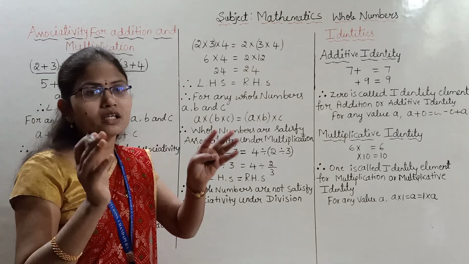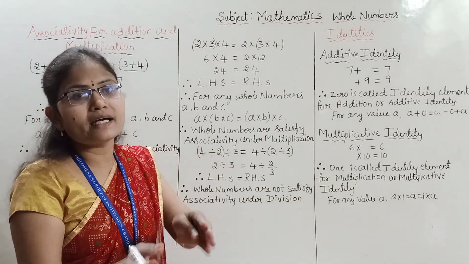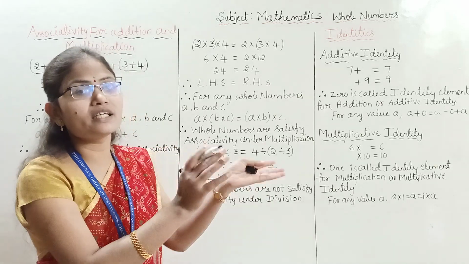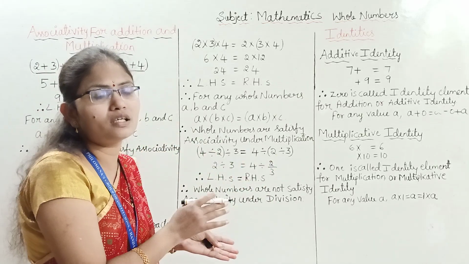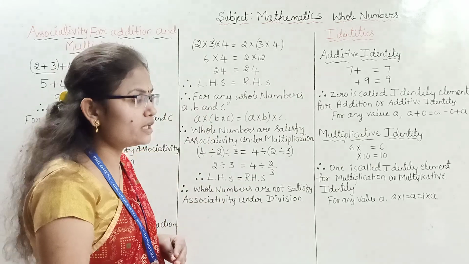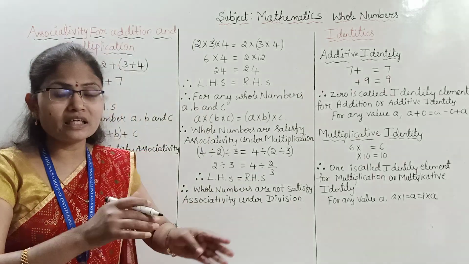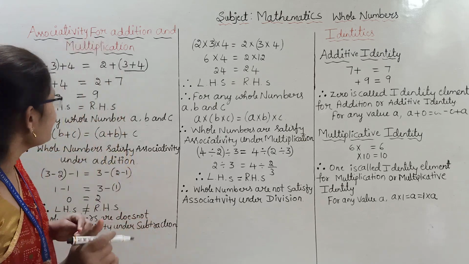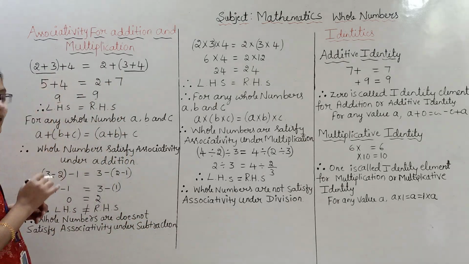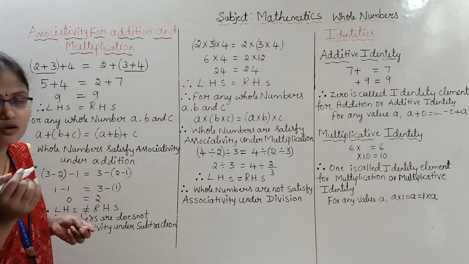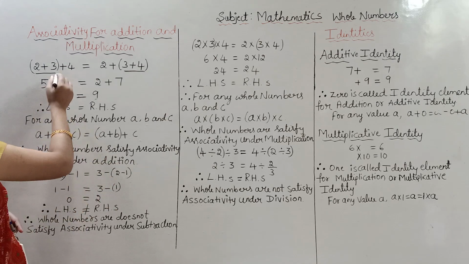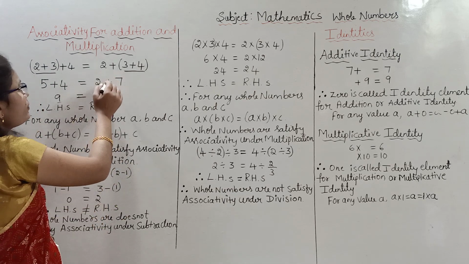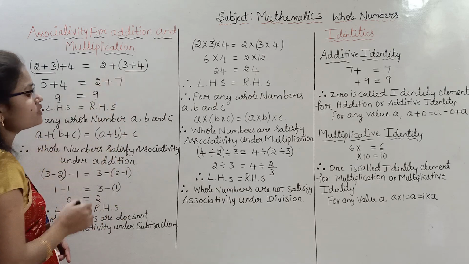In associativity, if you change the grouping and add, we have to check whether you will get an equal result or not. On the LHS, 2 and 3 are one group. On the RHS, 3 and 4 are another group. Now we can see here 2 and 3. How much is 2 plus 3? That is 5, plus 4, equals 2 plus 7.